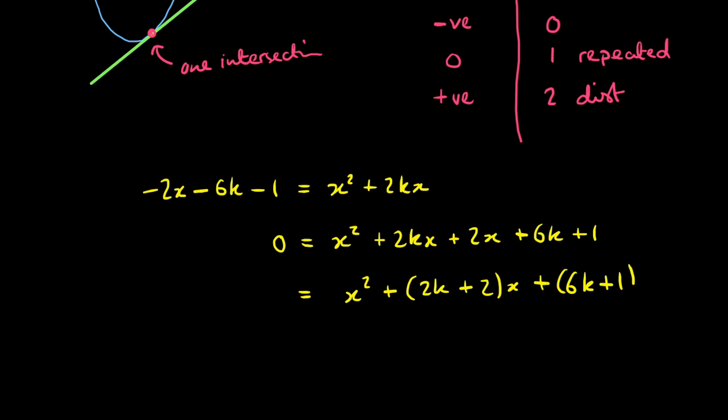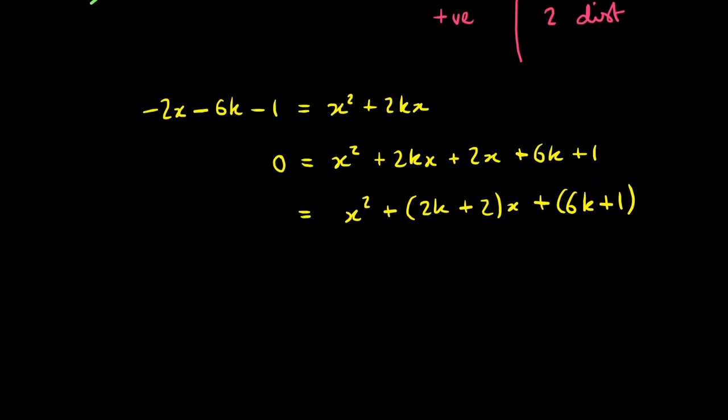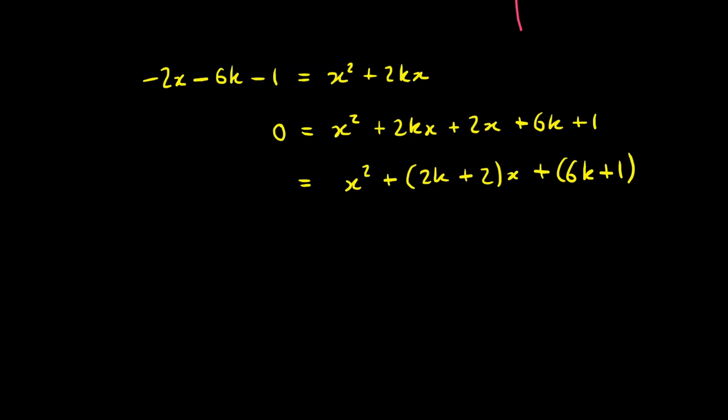And I've deliberately decided to write that in a bracket. Now, why have I done that? Because when we've got a quadratic, we typically call the coefficient of x squared a. So a there is equal to 1. The coefficient of x is b. So that's our b, 2k plus 2. And this here is our c, 6k plus 1.